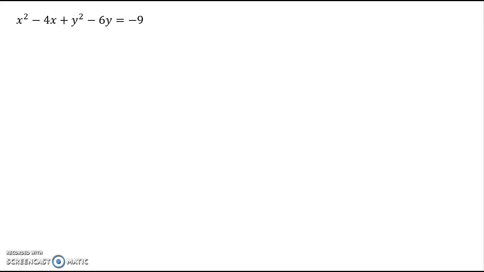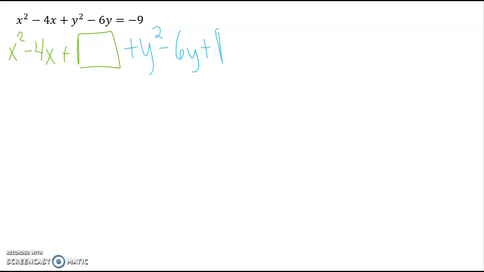The first thing we're going to do is look at our x values, x squared minus 4x, and we're going to have to add something over here. Then we're going to do the same thing with y. Y squared minus 6y plus something will equal our negative 9. And now, remember, whatever we do to the left, we also have to do to the right. So I'm going to have to add whatever I added to my x and whatever I added to my y.